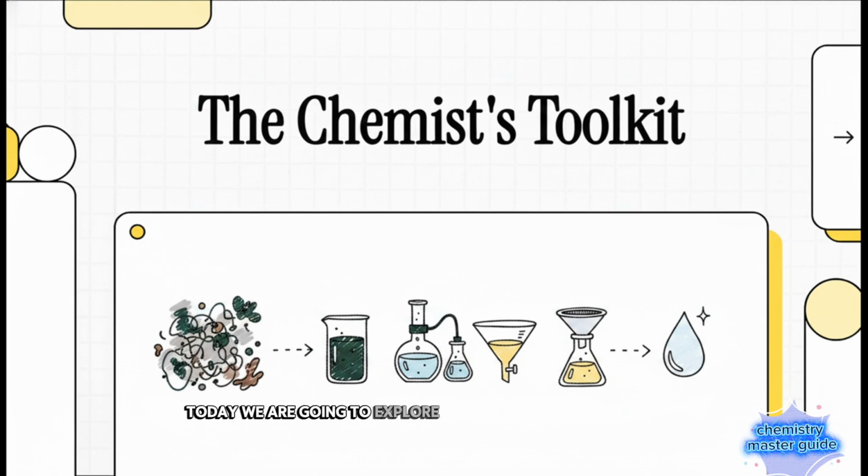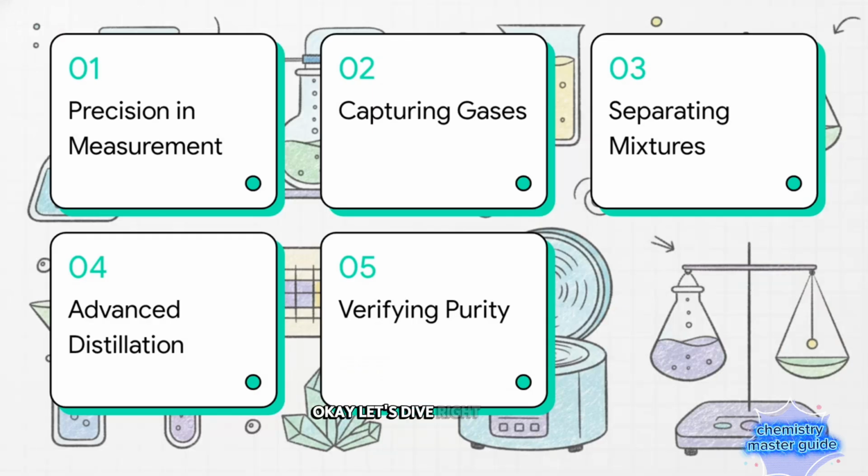Today, we are going to explore the ultimate chemist toolkit. We'll be looking at exactly how we use raw physical properties to measure, to separate, and to completely purify raw materials. We are going from absolute chaos to absolute purity, using nothing but logic, precision, and honestly, some very clever glassware. Okay, let's dive right into this.